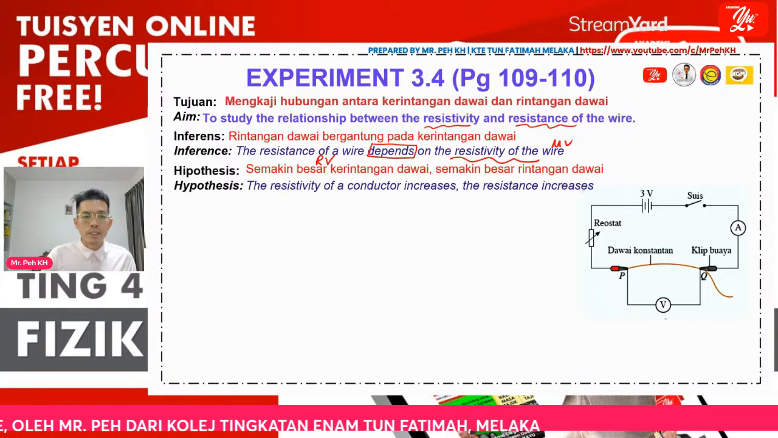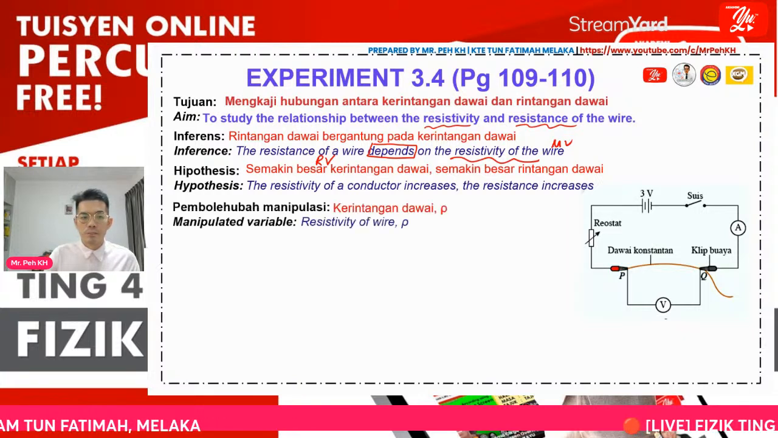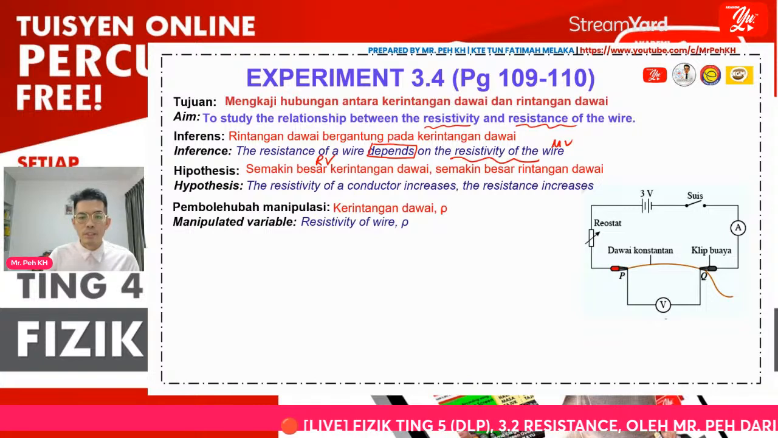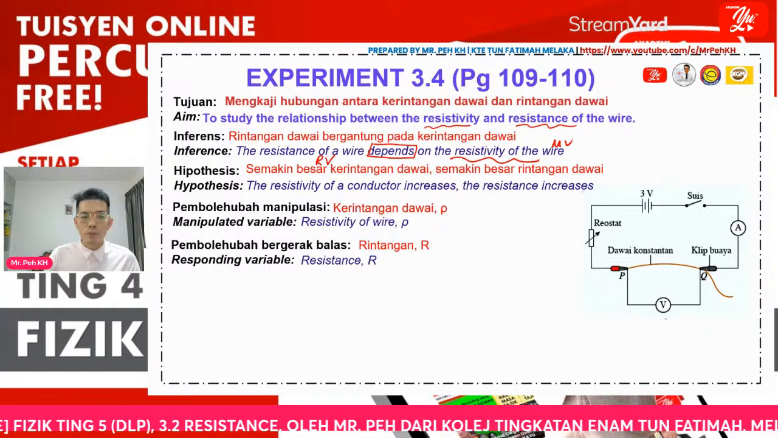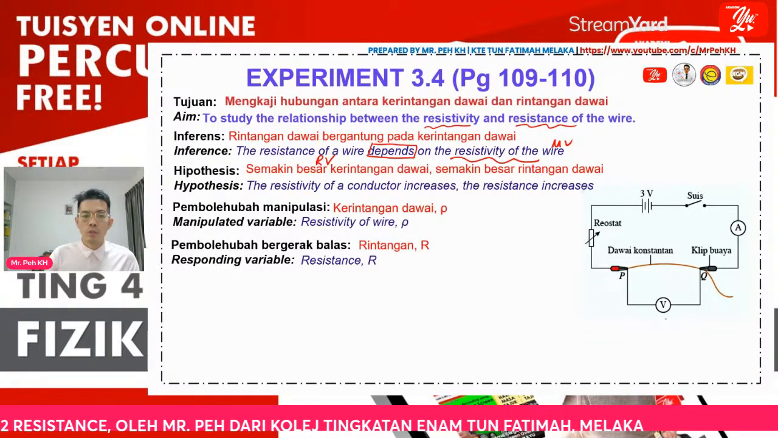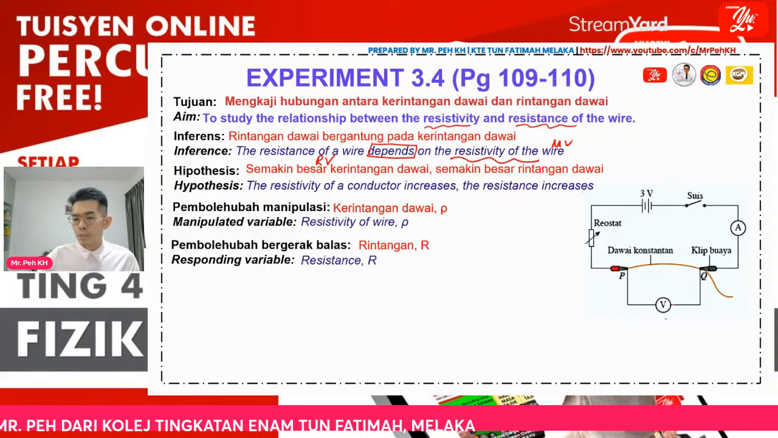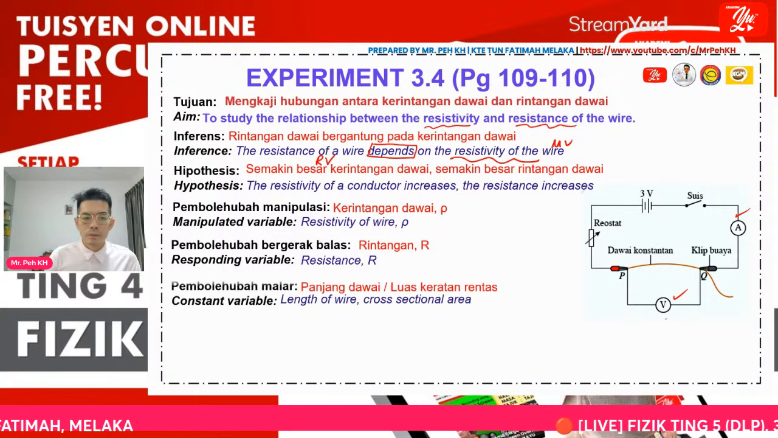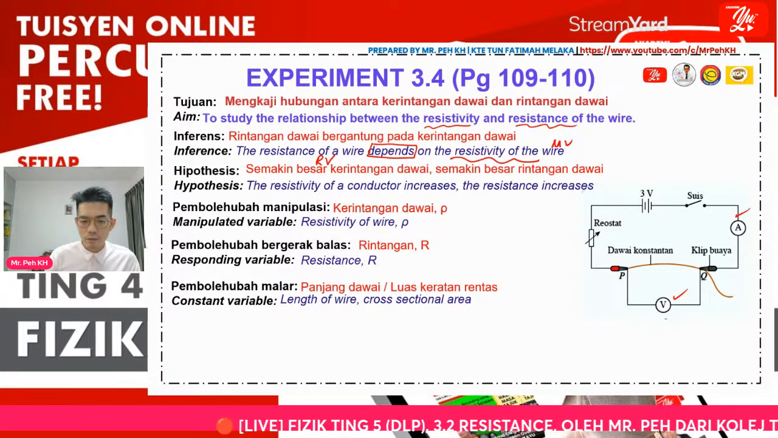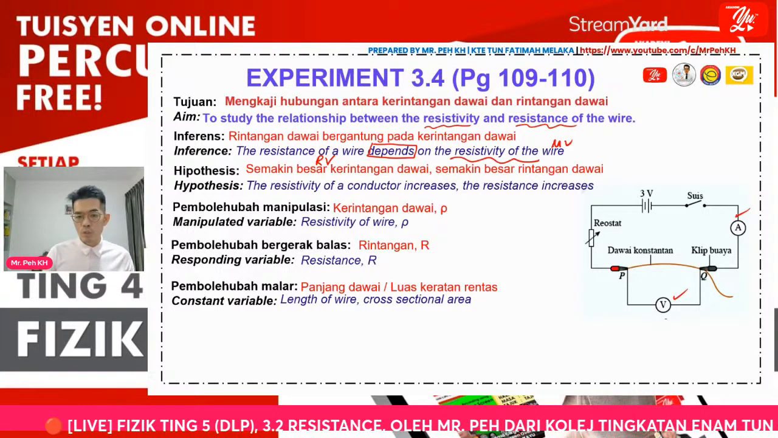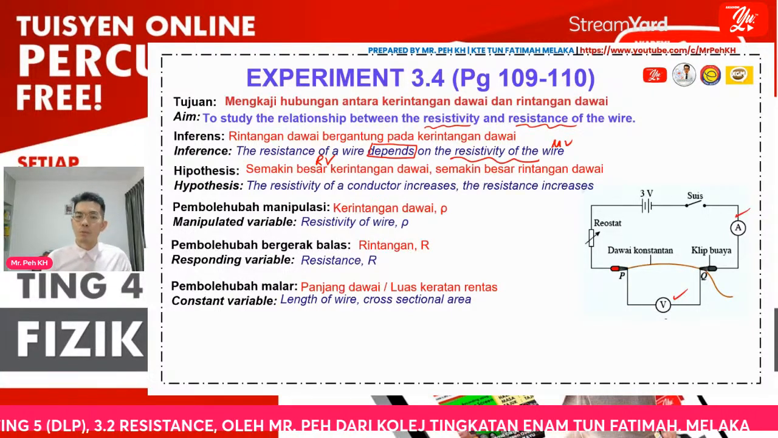Okay, so hypothesis: the resistivity of conductor increases, the resistance will increase. The manipulated variable here will be the resistivity of wire, and we use the symbol rho. And then the responding variable, we will calculate the resistance through the V and I we get in the ammeter and voltmeter. The constant variables here will be length of wire and cross-sectional area. That means the other two factors which will affect the resistance of wire.